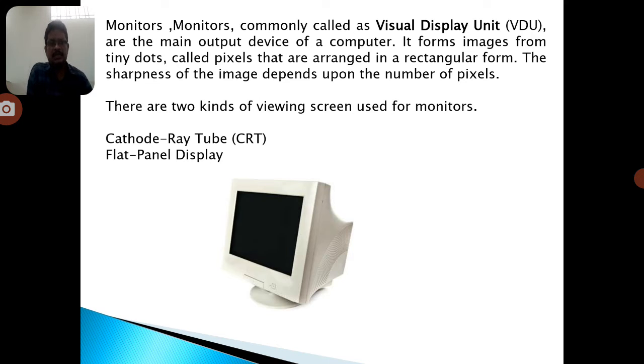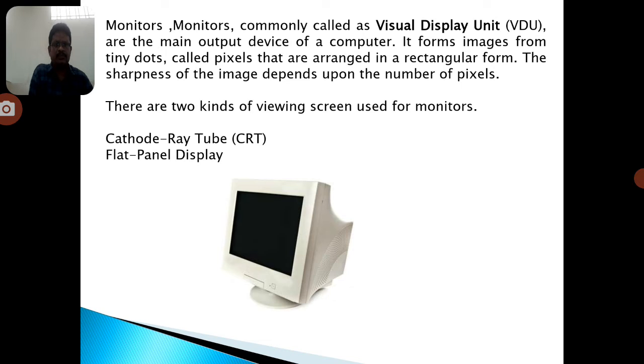Now consider this particular monitor, which looks like a CRT. The basic traditional computer display device is the CRT monitor. This monitor is also called the visual display unit, that is, the VDU. This is an output device of a computer.